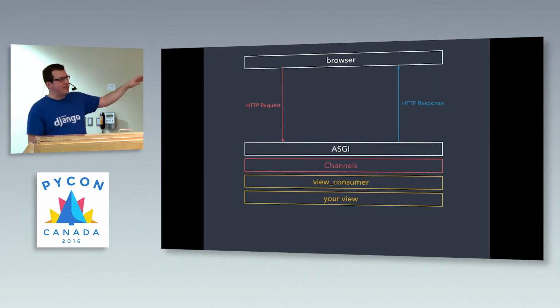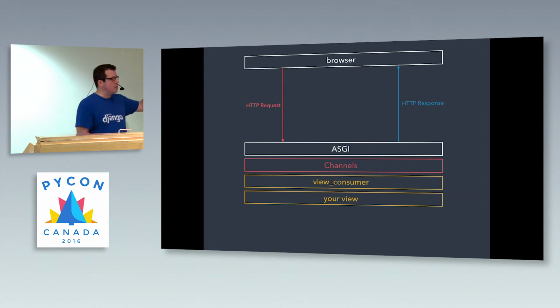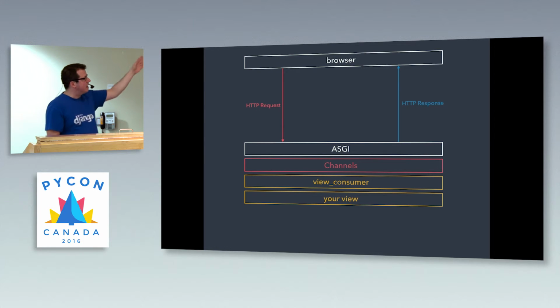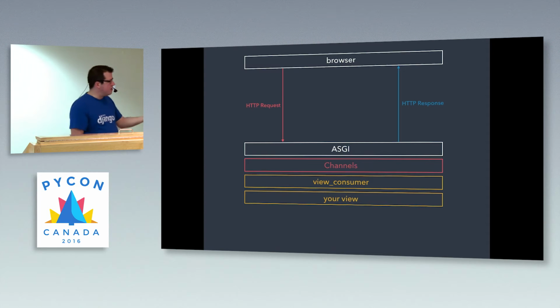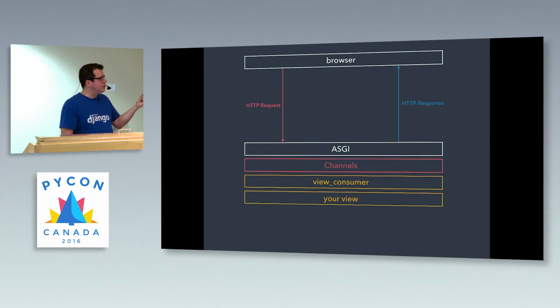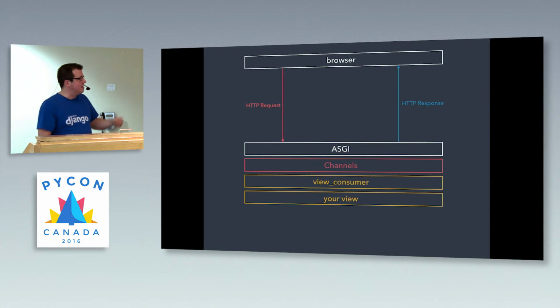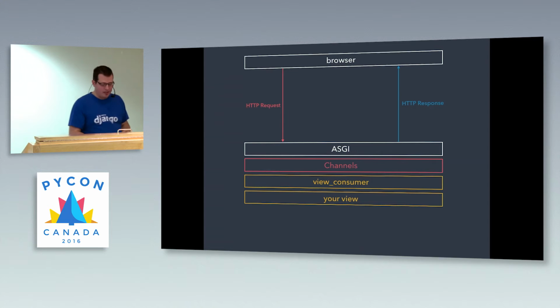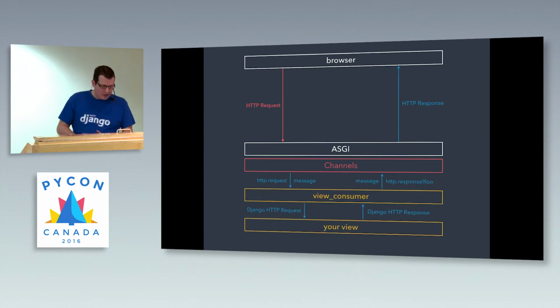Instead of WSGI, we have an ASGI server, which we'll talk a little bit more about later. It gets an HTTP request and transforms it into something that Channels understands. It calls a particular consumer, the view consumer, which in turn calls your view. But let's look into this bottom section in a bit more detail to see what's going on.